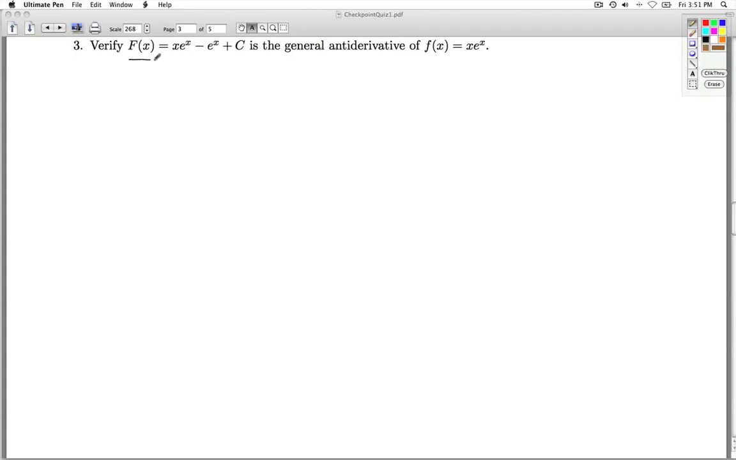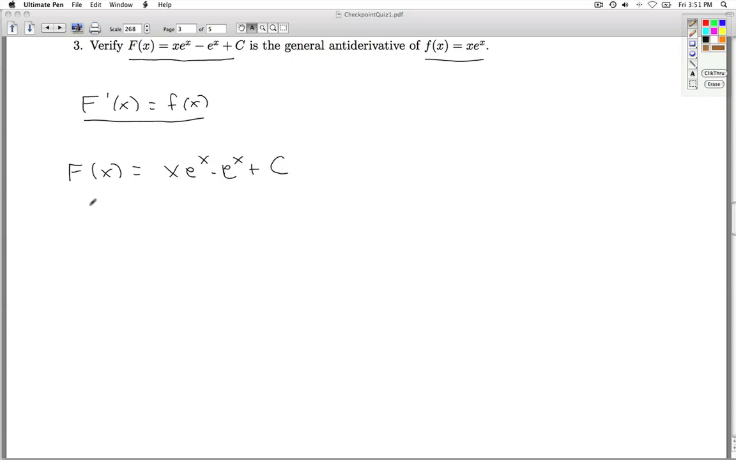Okay, number 3, we're asked to verify that big F is a general antiderivative of little f. What's that mean? That means we have to show that big F prime of x is equal to little f of x. So, let's look at F of x. It's x times e to the x minus e to the x plus a constant c.